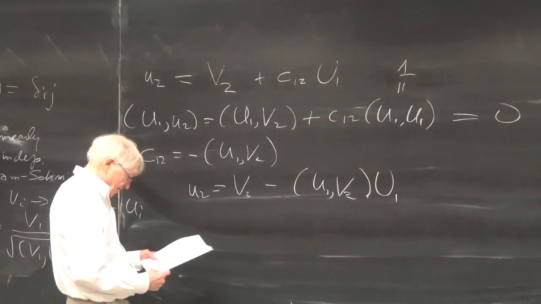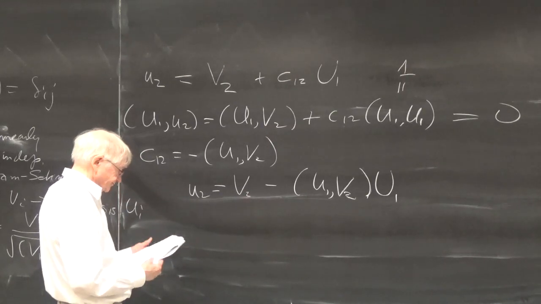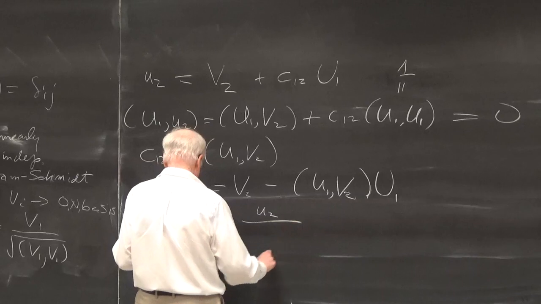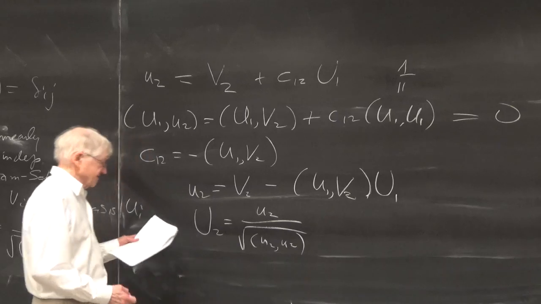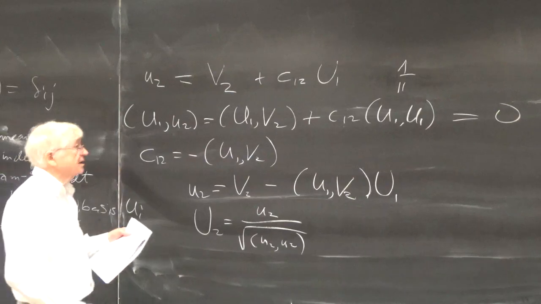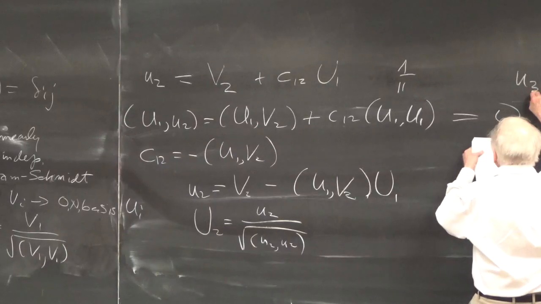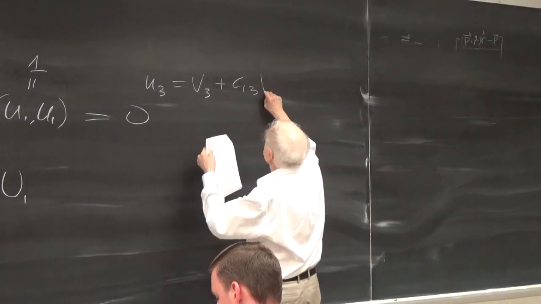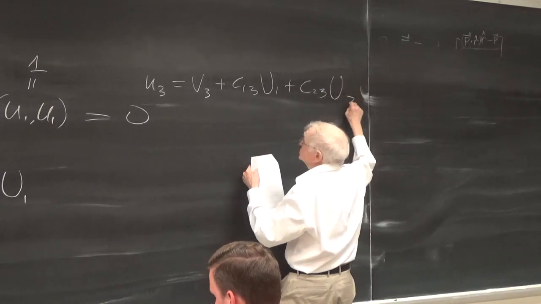Okay, anyway, so that's what u2 is, and now we normalize it. We say big U2 is little u2 over the square root of the inner product of u2 with u2. So now we have two orthonormal vectors. I'll do one more and then you can see the pattern. We'll set u3 equal to v3 plus c13 U1 plus c23 U2.